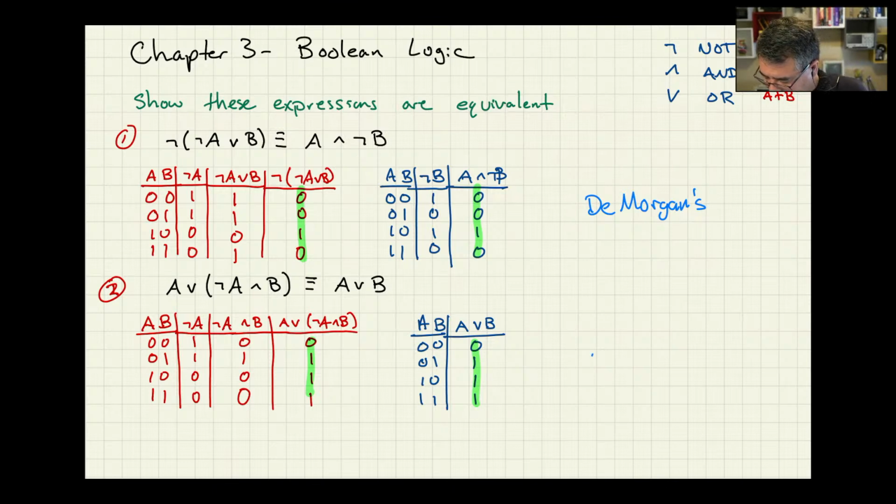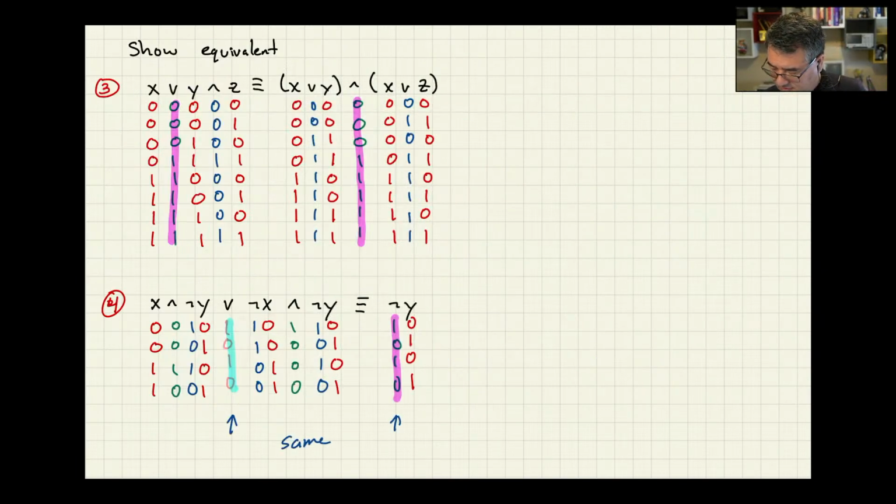The one on the bottom is called absorption. And you can kind of see here how we had 2 A's in this expression, and one of them, this not A, got kind of absorbed and went away. And then finally, number 3 is called distributive.